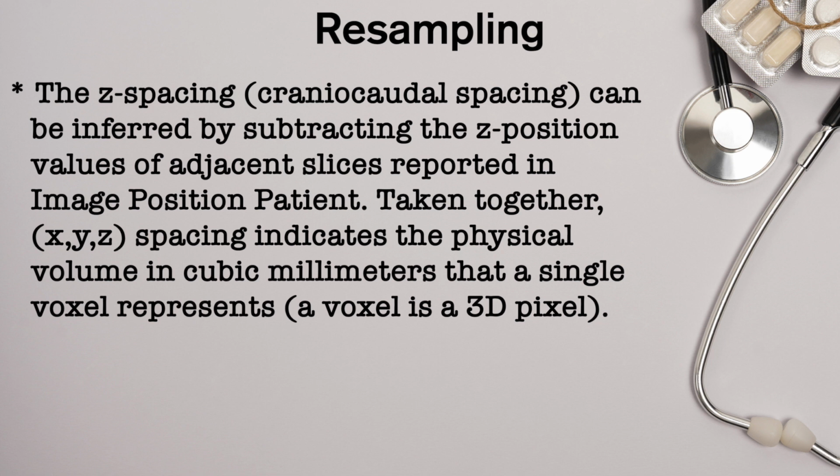In image position patient, taken together, XYZ spacing indicates the physical volume in cubic millimeters of a single voxel, that represents a voxel in 3D pixel. It means whenever we calculate the x, y, z 3 coordinates, that is considered the voxel in the 3D pixel. So we are considering here the 3 coordinate spacing.